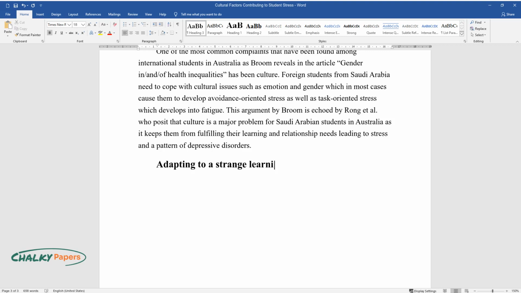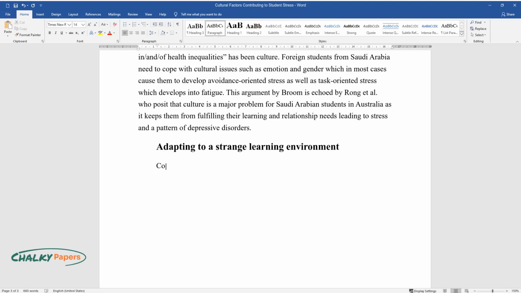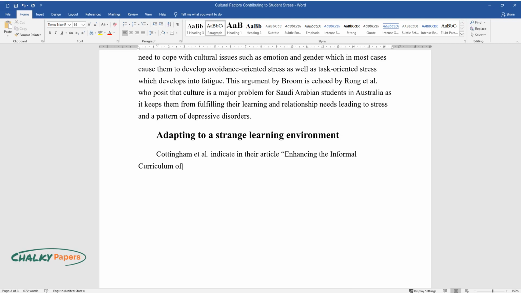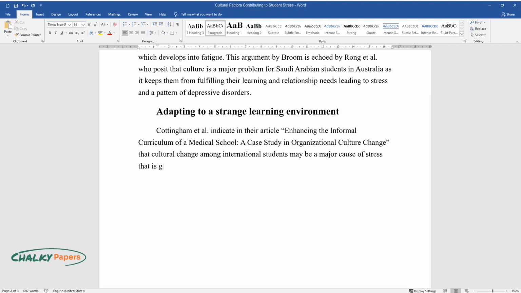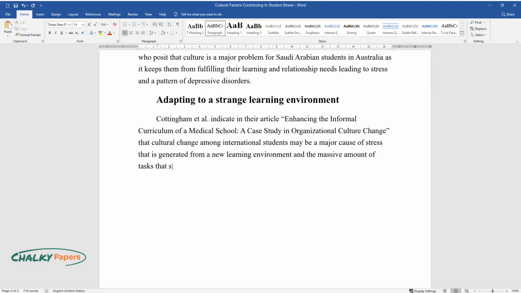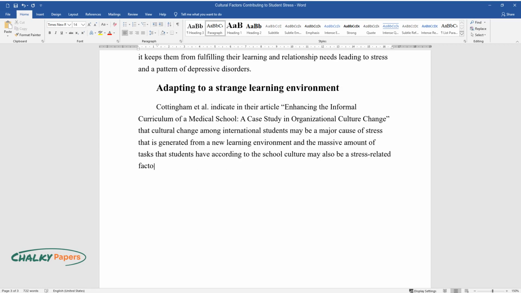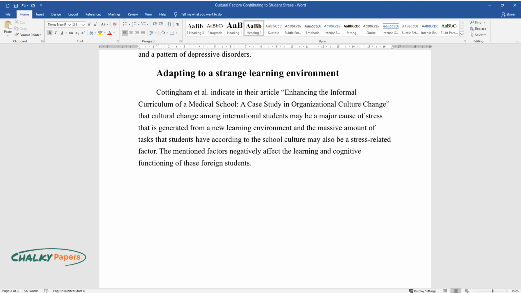Adapting to a strange learning environment. Cottingham et al. indicate in their article Enhancing the Informal Curriculum of a Medical School, a case study in organizational culture change, that cultural change among international students may be a major cause of stress that is generated from a new learning environment, and the massive amount of tasks that students have according to the school culture may also be a stress-related factor. The mentioned factors negatively affect the learning and cognitive functioning of these foreign students.